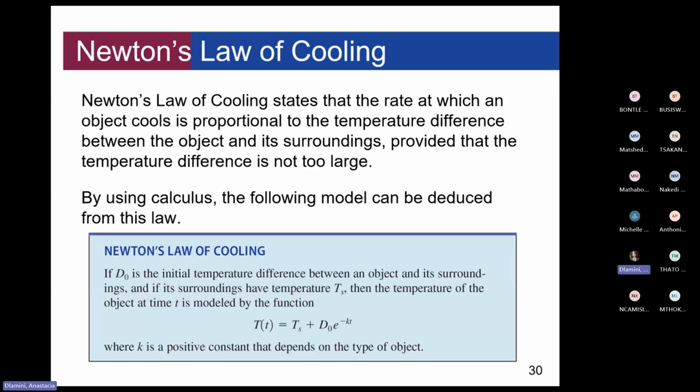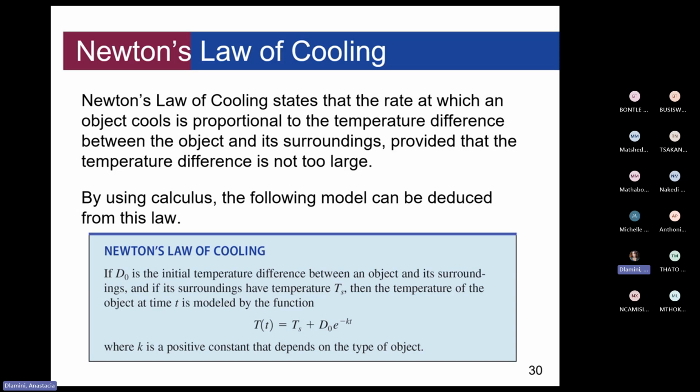Yes, ma'am. So provided that the temperature difference is not too large. Now, by using calculus, the following model can be deduced from this law. If D0 is the initial temperature difference between an object and its surrounding, meaning the temperature of the coffee minus the temperature of the surrounding, let's say the fridge, then that's D0. It's the difference.